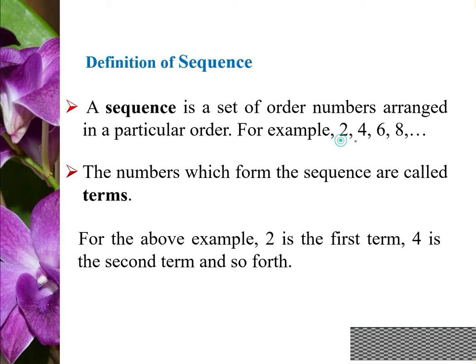For example, we have 2, 4, 6, and 8. So it's a sequence here. The numbers which form the sequence are called terms. That means this is the first term, this is the second term, and this is the third term and fourth term. Well, what is a series? A series is if we have these sequence numbers added together. That is a series of numbers.